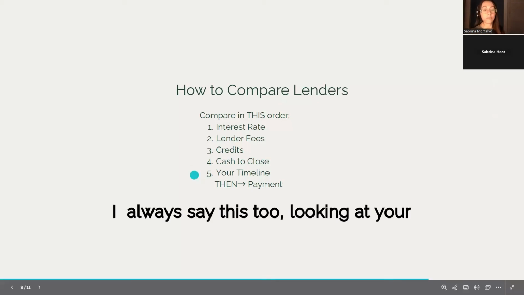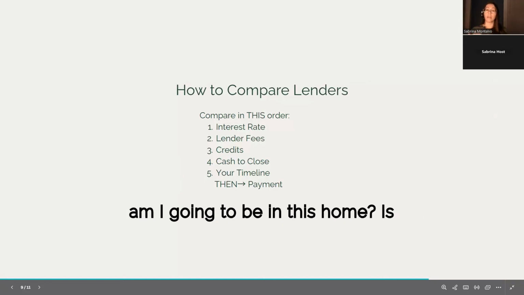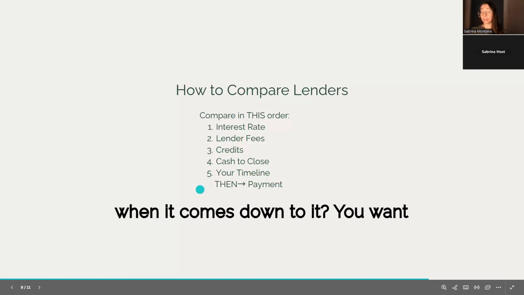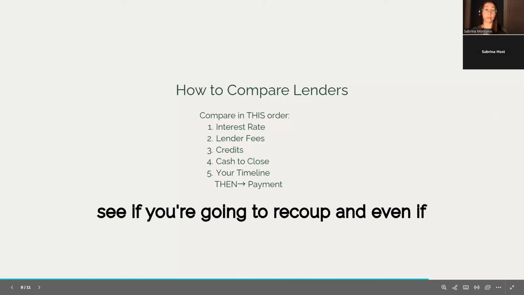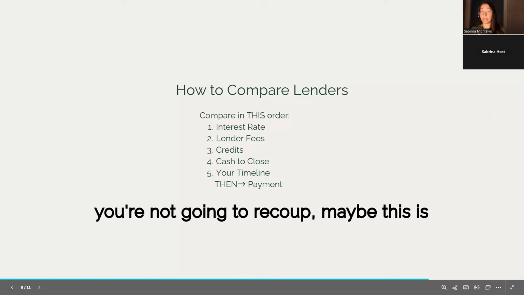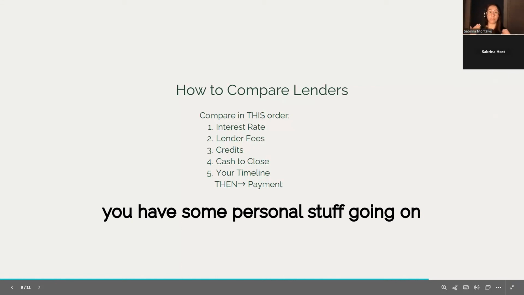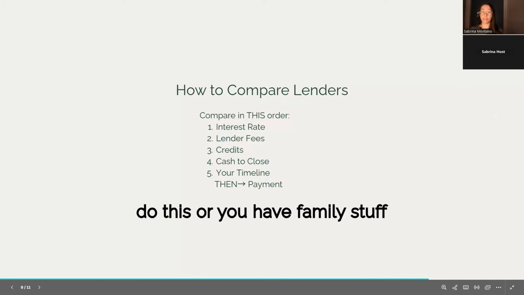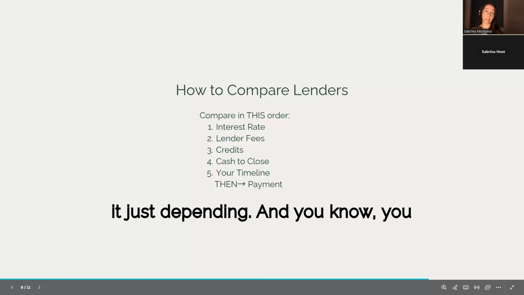I always say this too, look at your timeline. Evaluate how long you're going to be in this home, and whether this really makes sense for you. You want to look at your break even and see if you're going to recoup. Even if you're not going to recoup, maybe this is a temporary move, or you have personal stuff going on and absolutely need to do this, or family stuff or lifestyle changes. It might be worth it, just depending.